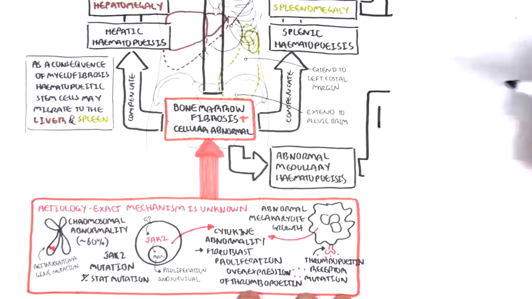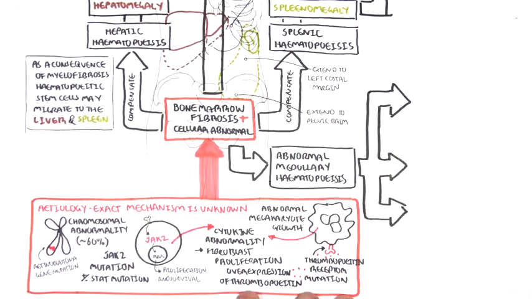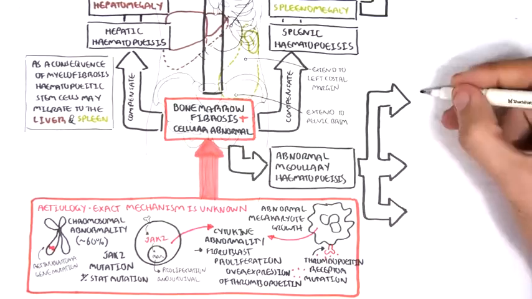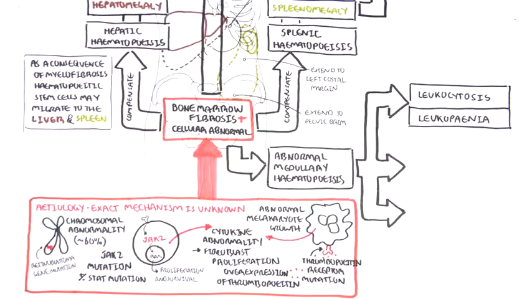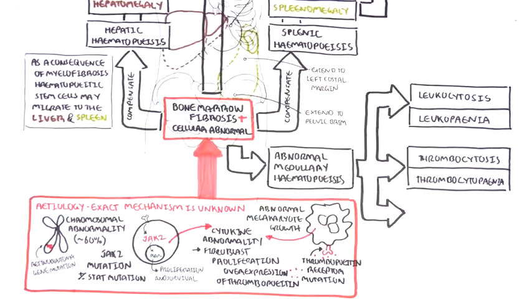But this abnormal medullary hematopoiesis can also lead to leukocytosis or leukopenia, so an increase in leukocytes or a decrease in leukocytes. It can also cause thrombocytosis or thrombocytopenia, so a lot of platelets or a reduced number of platelets. Thrombocytopenia is more of a common feature in late stage of the disease. The abnormal medullary hematopoiesis means that there will be more abnormal cells being produced.